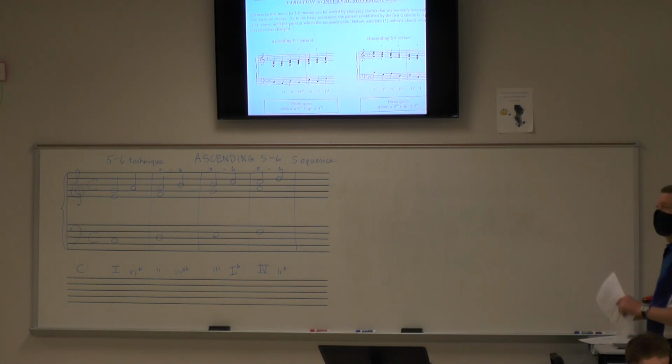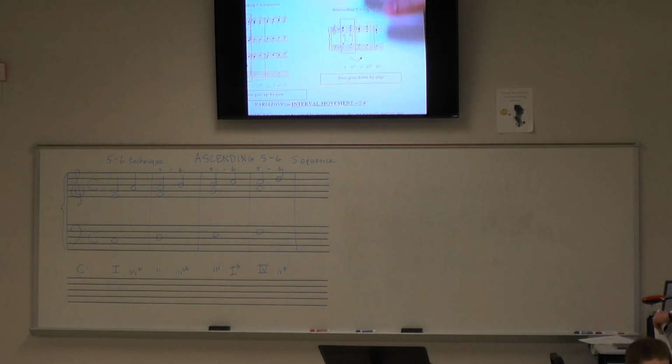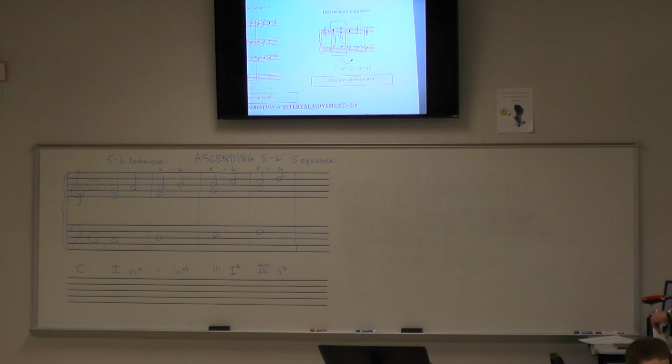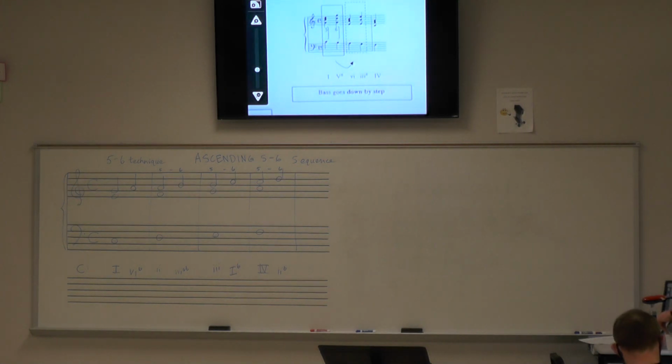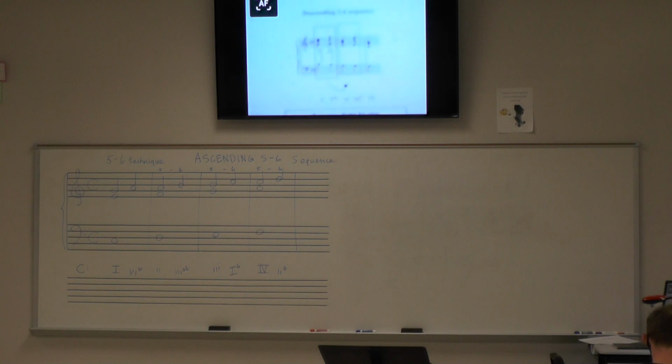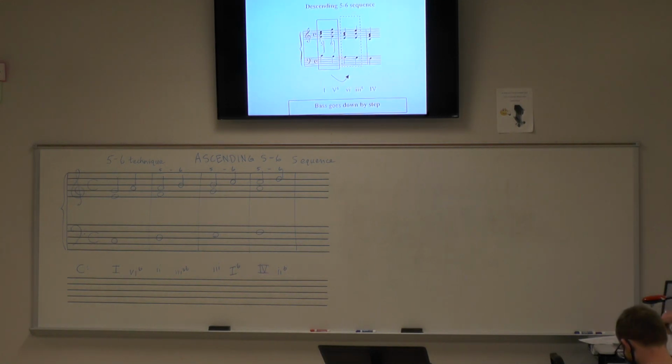Okay, can we go on to the top right? The descending 5-6 sequence and its variant are also some of my favorites. Let's look at the descending 5-6 sequence proper first. Here you can see intervallic motion between the bass and an upper voice that produces fifths and sixths.